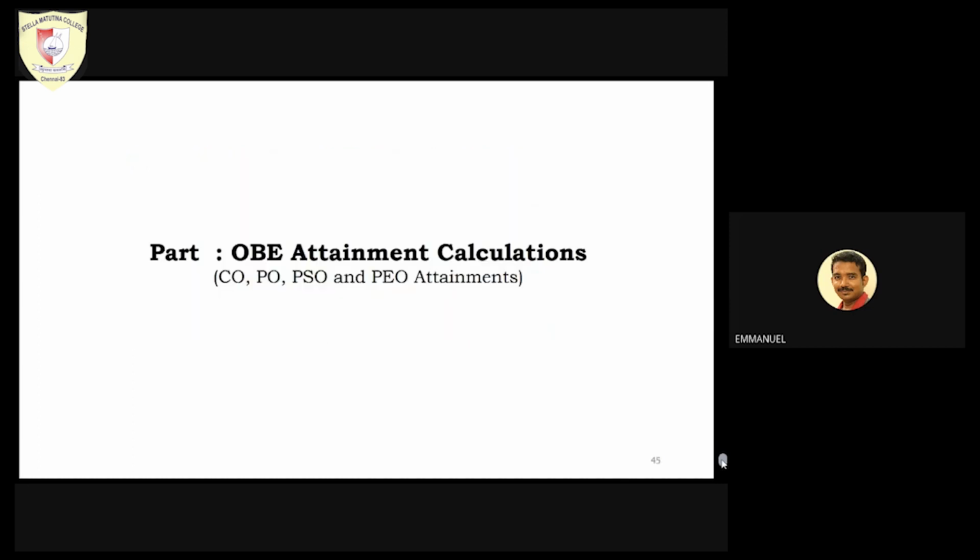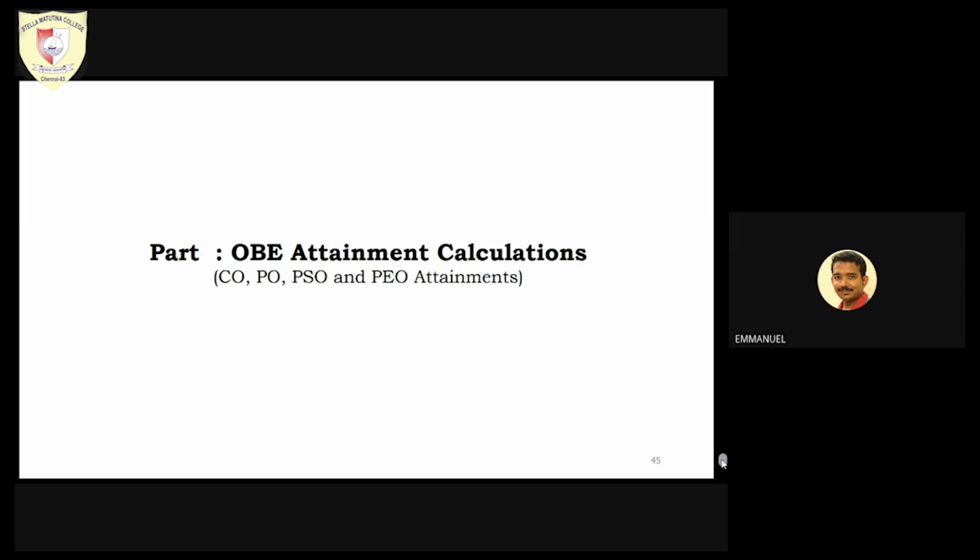Yes, the last part is OB attainment calculation. Ma'am, till this, if any of the professors is having any doubt, you could ask. I would respond to you. Sir, we can continue, I think. Okay, we have 20 more minutes till 2 o'clock. I'll continue. Yes, OB attainment calculation.